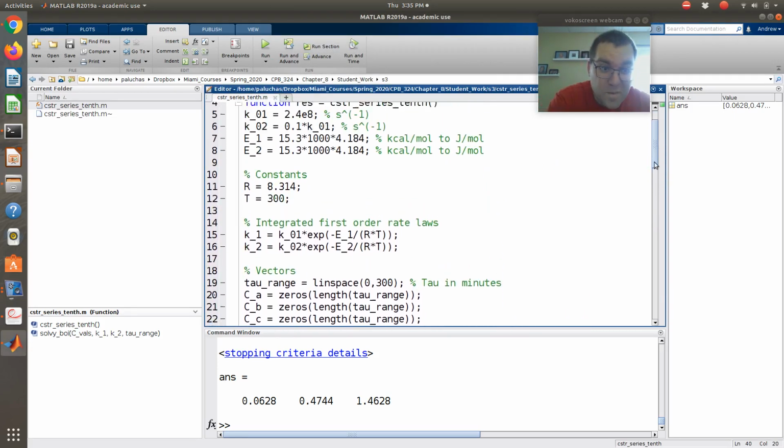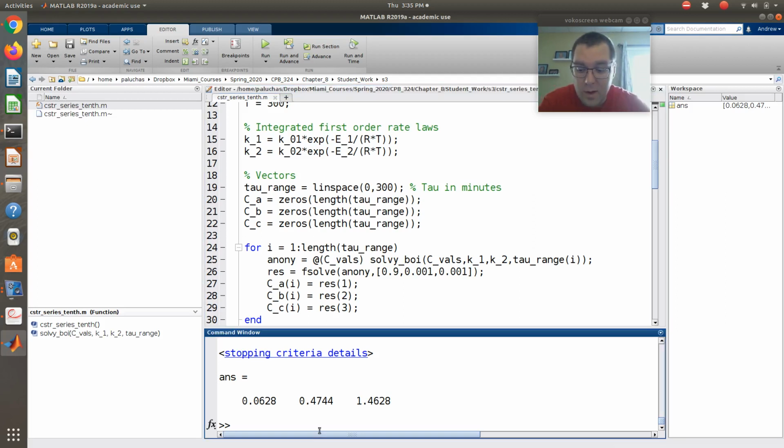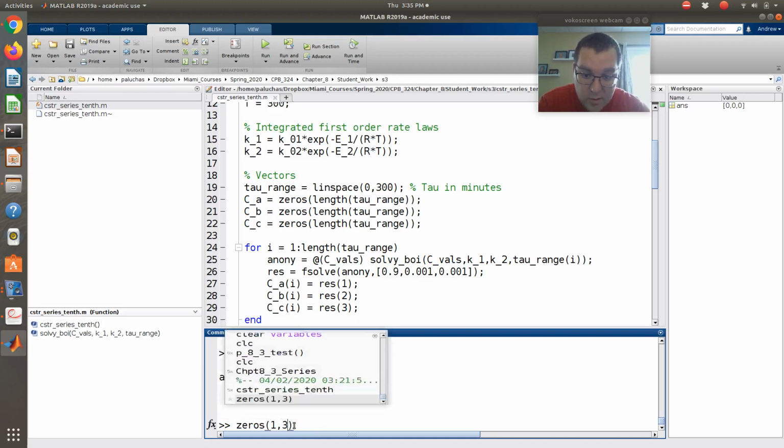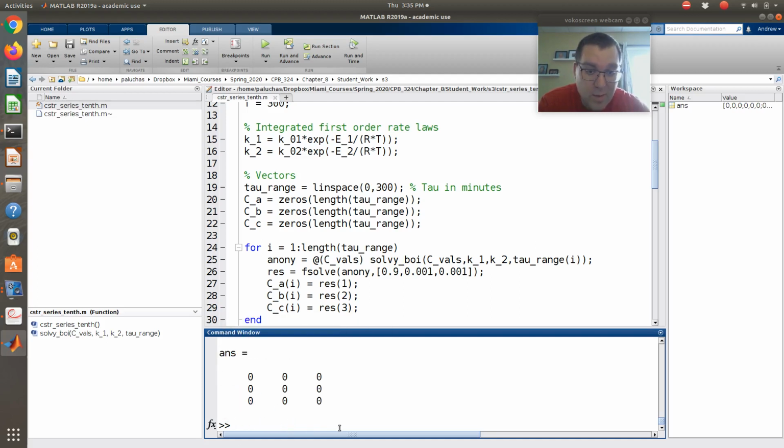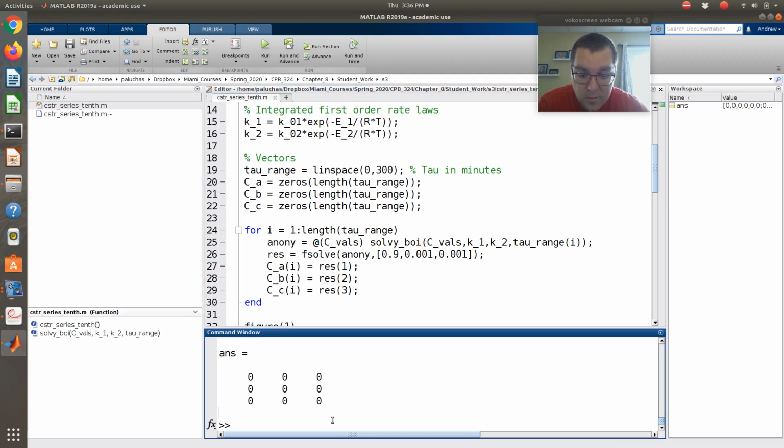Oh! Okay, here's the next one. So, zeros. When you give a single argument, by default, it's going to create a square matrix of this many rows and this many columns, right? So if I do zeros of 1, 3, then I get a row vector, 1 row, 3 columns, like we're accustomed to. If I just take 3, I get a 3 by 3 matrix. And what's not clear to me then is if CA, CB, and CC are a matrix, and I just use a single index, what am I referring to?